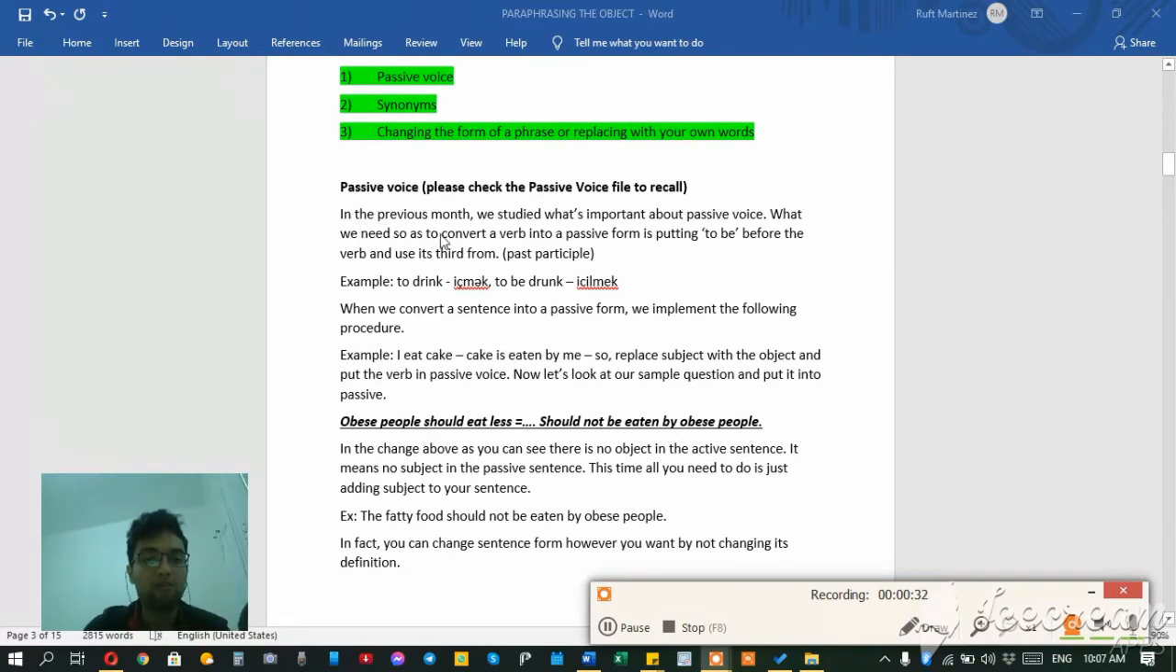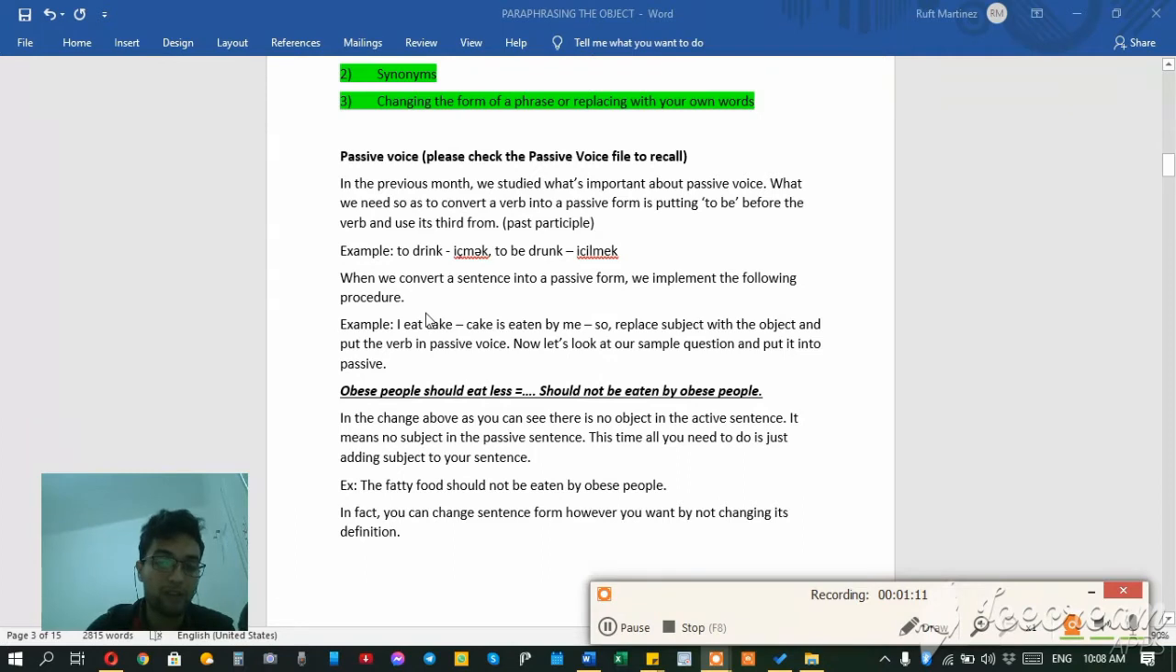In the previous month, we studied what's important about passive voice. To convert a verb into a passive form from active form, you put to be before the verb and use the verb's third form, the past participle form. For example, if you want to change the active form of drink to passive, you have to add to be in front and use the third form, the past participle. To be drunk. So when we convert a sentence into a passive form, we implement the following procedure.